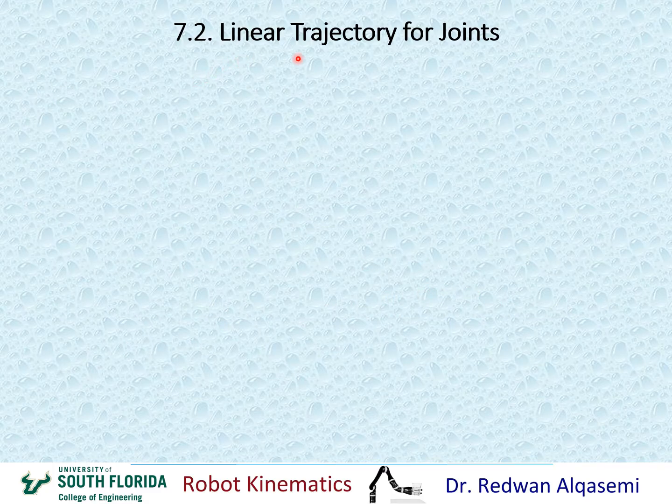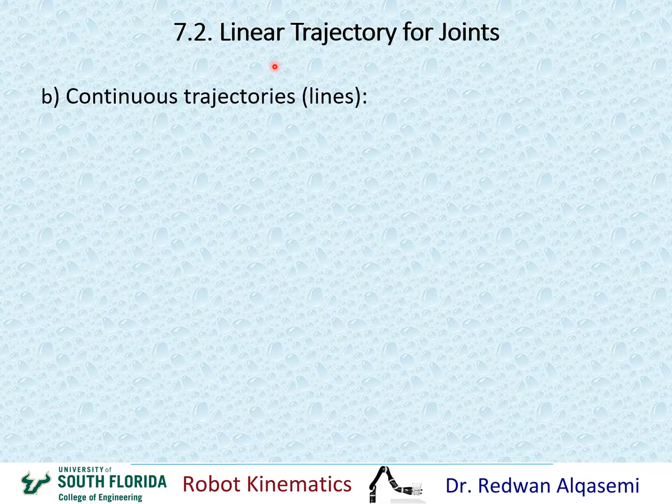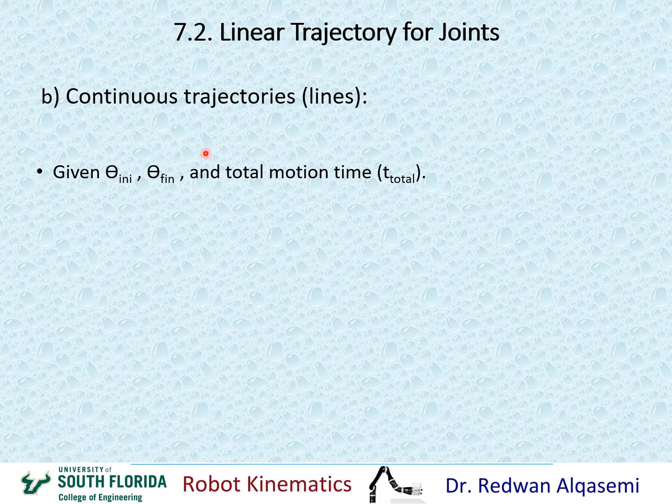The other segment for the linear trajectory for joints in the joint domain is the continuous trajectories, which are basically equations of lines, and these equations are our definition of each one of the trajectories for each one of our joints in the robot. In this case, we do not have via points as in the previous case of discrete trajectories. And here we have equations that define a solid line. Again, the given information is theta initial and theta final. And then here we have the total time to go from theta initial to theta final, as opposed to the previous slide where we had discrete trajectories and the number of steps. Here we have the total time, not the number of steps.